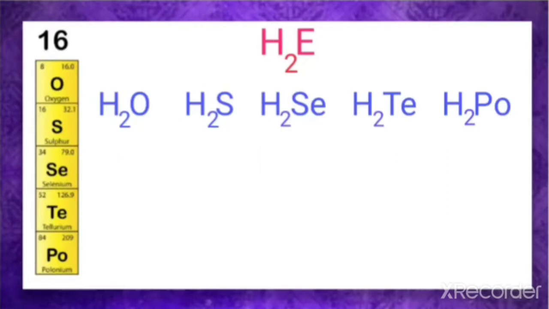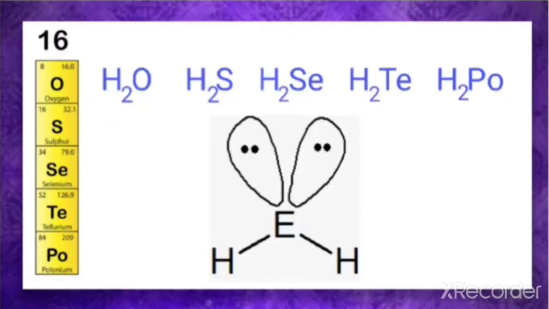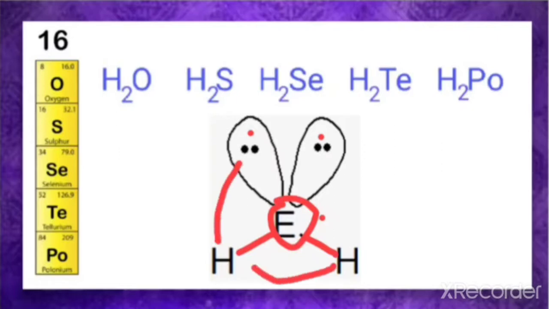Let us discuss the structure of these hydrides. They have an angular structure which involves sp3 hybridization of the central atom. For example, the structure of water is familiar to you, in which the central atom is oxygen, which is sp3 hybridized. Here there are two bond pairs and two lone pairs. Because lone pair-lone pair repulsion is greater than lone pair-bond pair repulsion, which is greater than bond pair-bond pair repulsion, the angle here is 104.5 degrees.